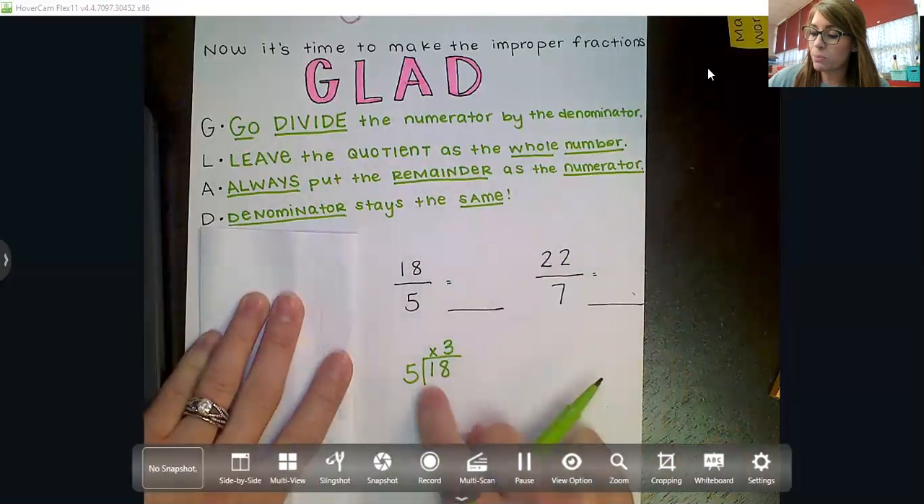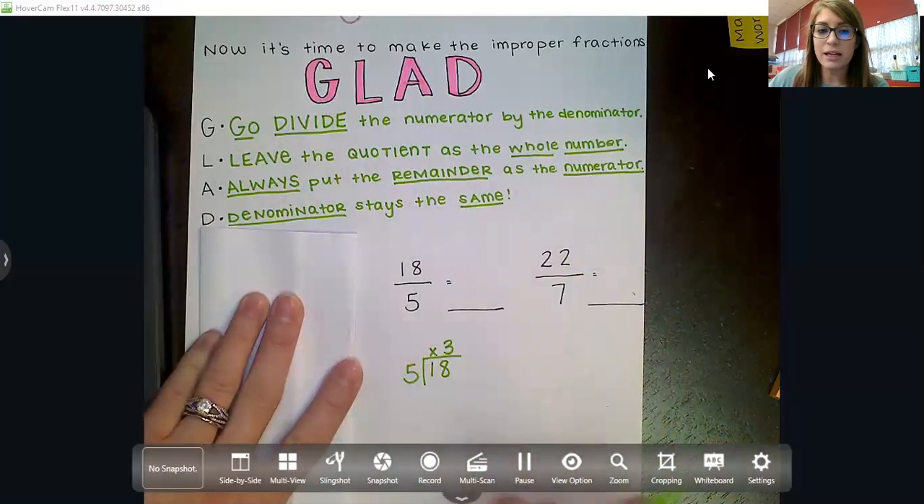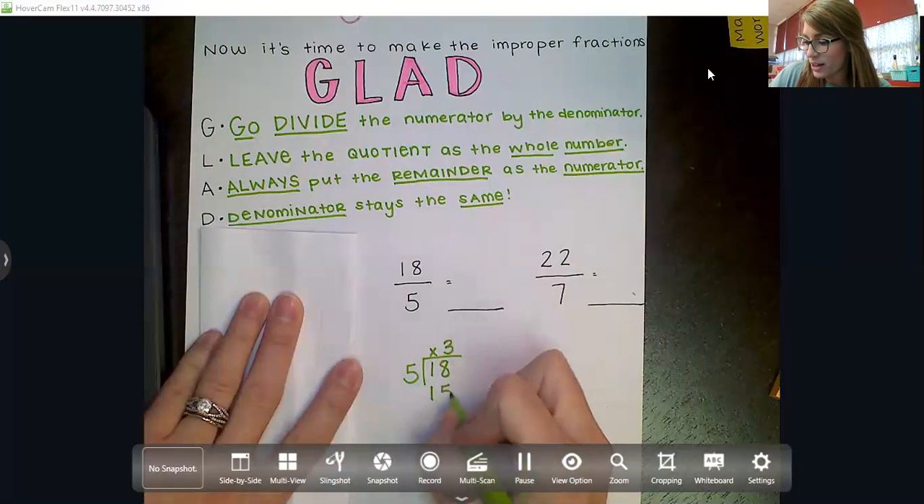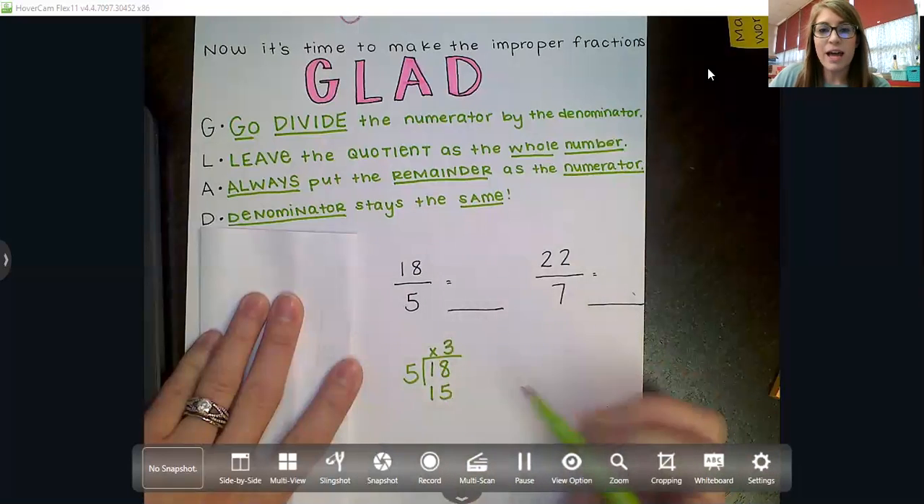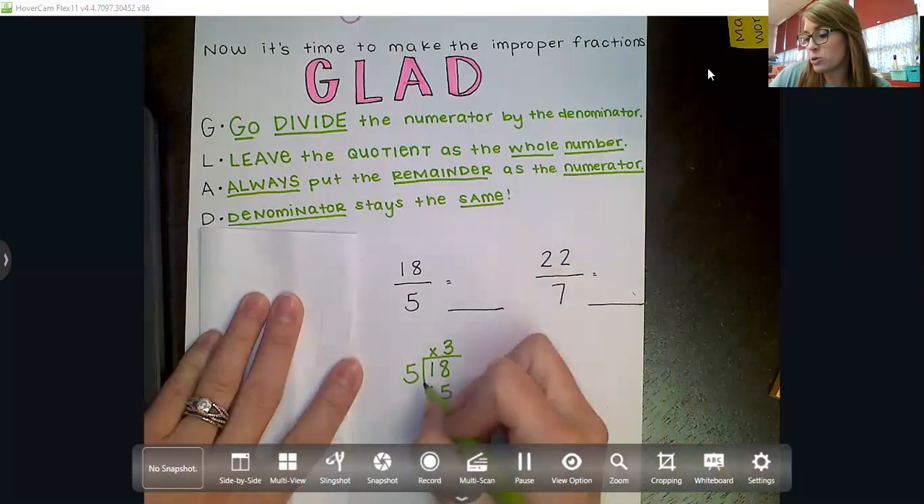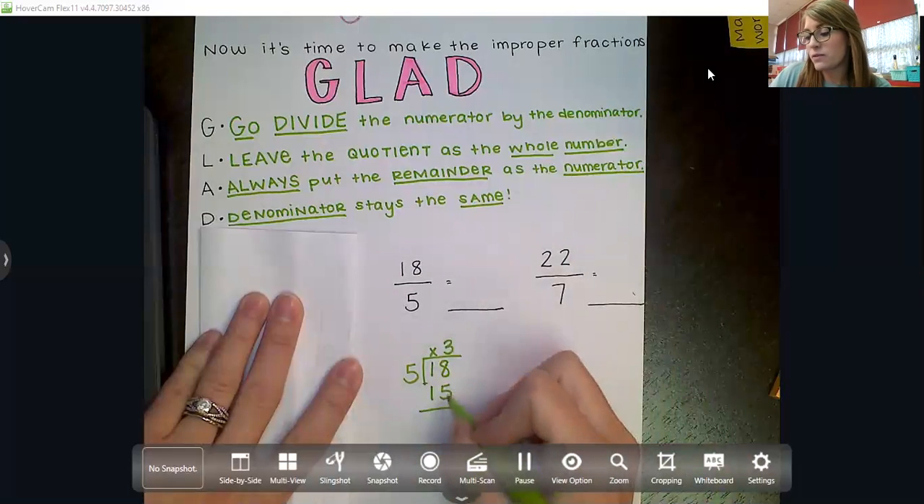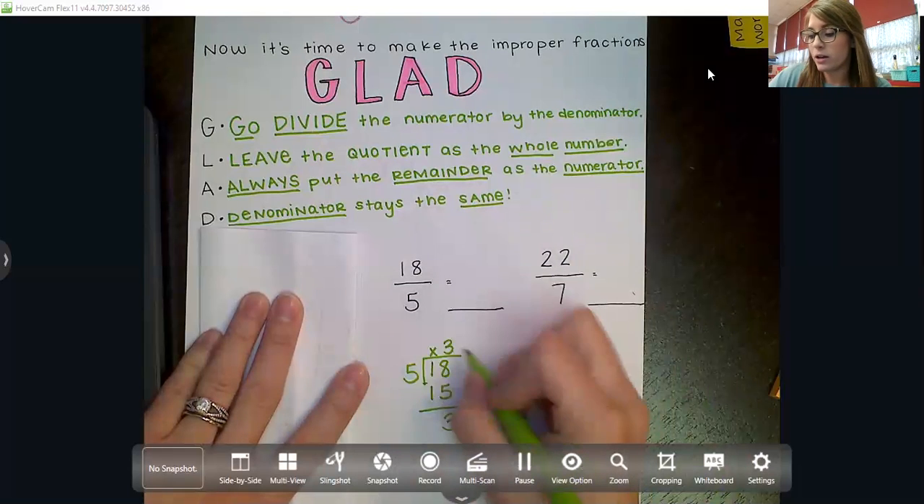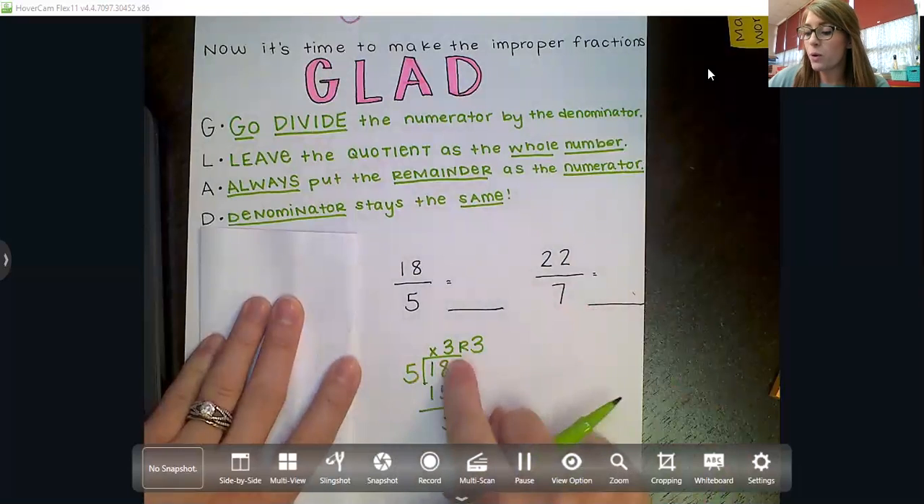All right, then we've got to multiply. 5 times 3 is 15. Very good. And then our next step is to subtract. 8 minus 5 is 3. Is 3 less than 5? Yes, it is. Is there anything left to bring down? Nope. So that means 3 is my what? Very good. 3 is my remainder. So we've got 3 remainder of 3.